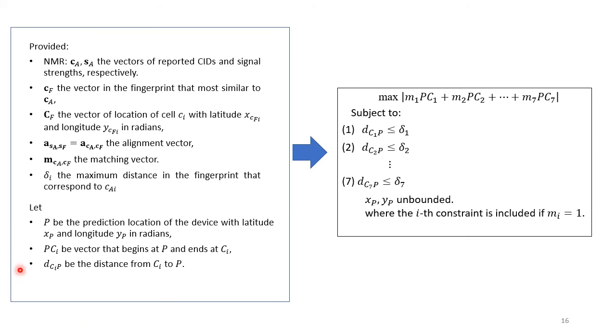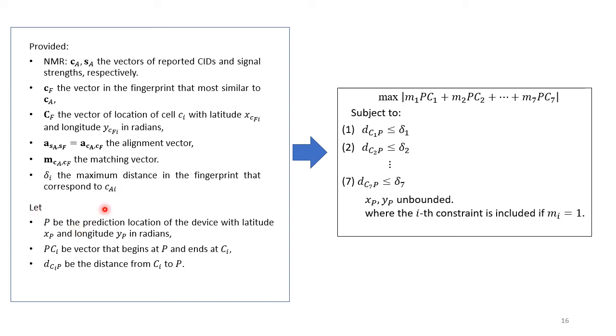This is the construction of the model. Provided by NMR, CA and SA are the vectors of reported CIDs and signal strengths respectively. CF is the vector in the fingerprint that is most similar to CA. Capital CF is the vector of locations of cell Ci, with latitude x_CFi and longitude y_CFi in radians. A_SA_SF equals A_CA_CF, the alignment vector. M_CA_CF is the matching vector. Delta i is the maximum distance in the fingerprint that corresponds to CAi.